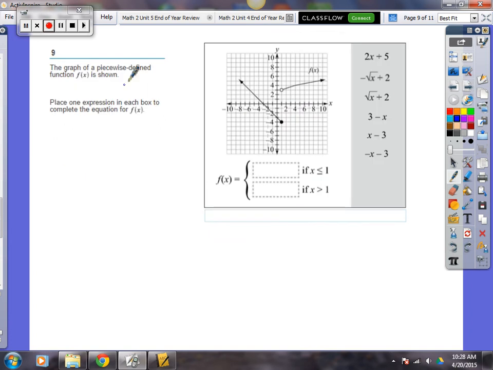Okay, number 9, a piecewise function. Piecewise is kind of Math 3. I don't think we did any in Math 2. But all it is, is a function that has a couple different pieces going on. So this one will be a good one to see. It looks like we've got 2 different pieces. We've got a linear piece right here, and then we have kind of a curved piece.